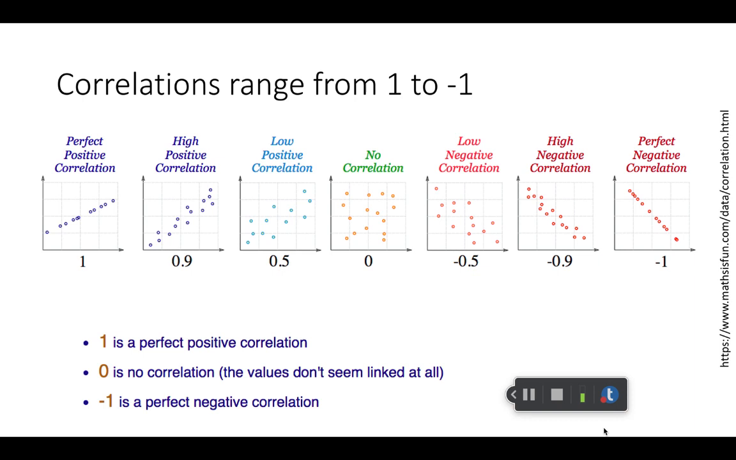A correlation of 0 is really no correlation at all. The values don't seem linked. A low negative correlation is a trend toward a negative correlation. This could be important in the social sciences. A high negative correlation approaches the value of -1, and a perfect negative correlation is -1. Again, very rare in our experience.